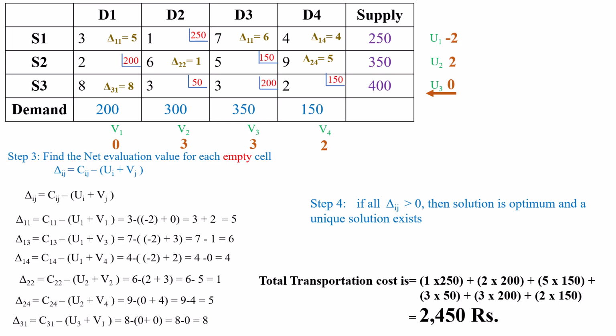Then the total transportation cost will become 1 into 250 plus 2 into 200 plus 5 into 150 plus 3 into 50 plus 3 into 200 plus 2 into 150. Then the total transportation cost becomes 2450 rupees. And this is the solution, and thank you.